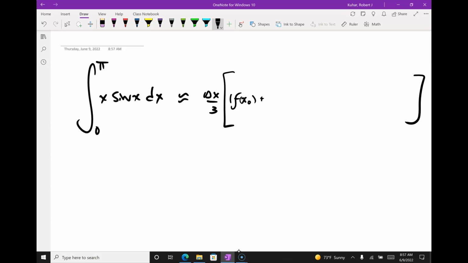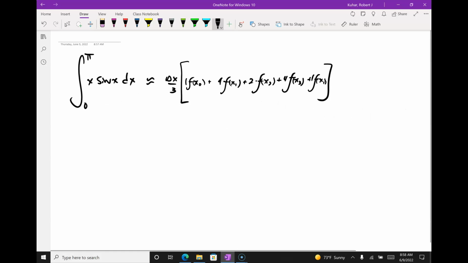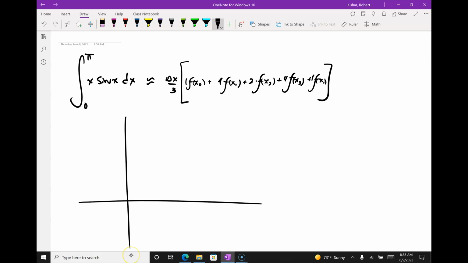2 4s, right? So 4 times f of x sub 1 plus 2 times f of x sub 2 plus 4 times f of x sub 3. And I'm done because I've only got 4 rectangles, so I'm going to have 5 markings on my axis. So plus 1 times f of x sub 4. It'd be nice if we drew the picture here.